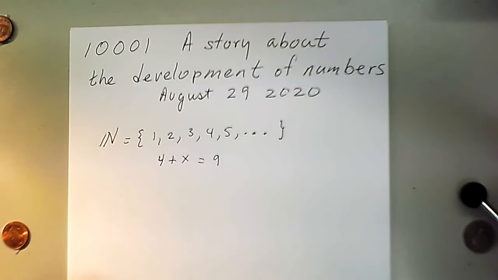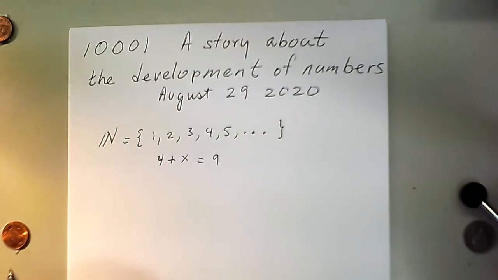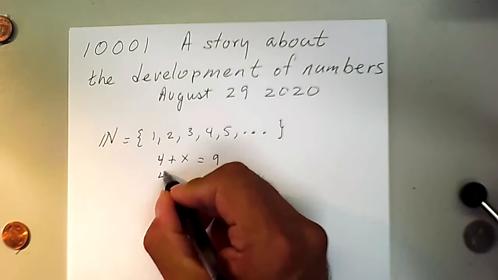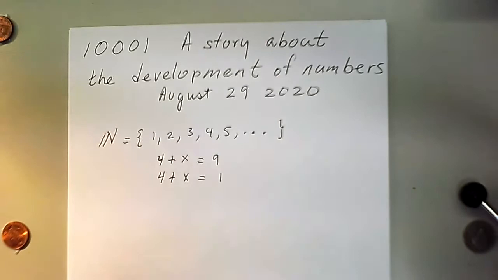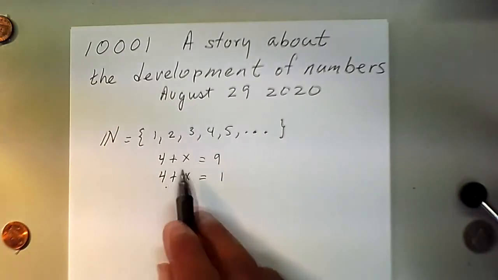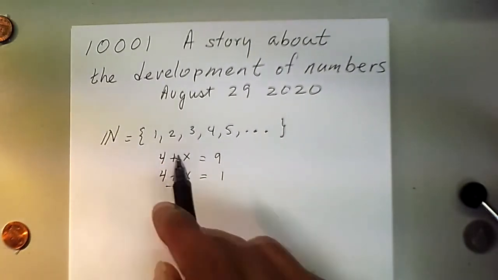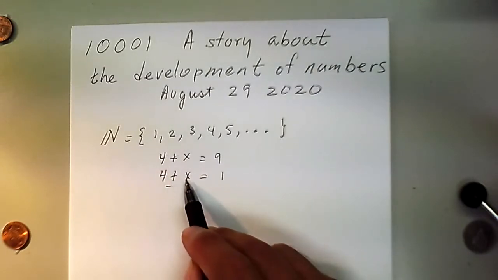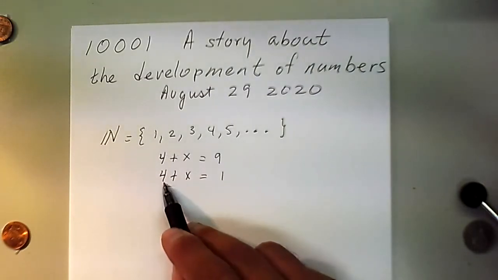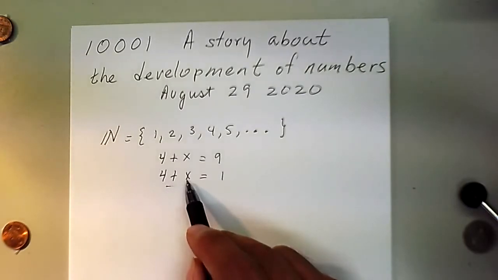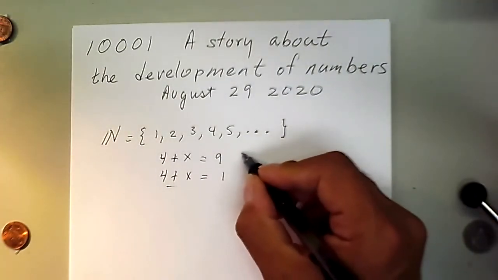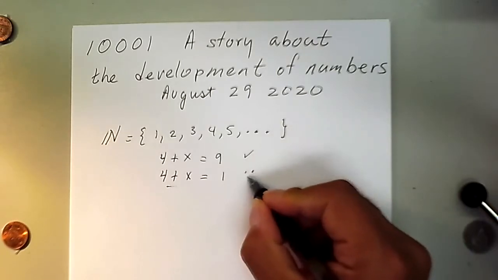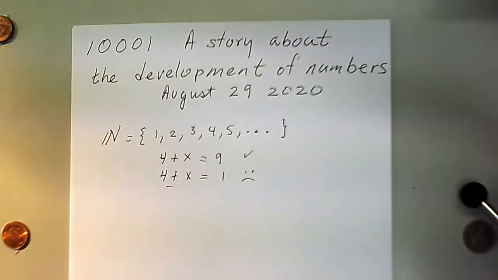The problem comes up if we have an equation such as this one, 4 plus x equals 1. We cannot solve this equation within this set. You know, you try, any number you plug in for x will cause the addition of 4 plus that number to be more than 4. And 1 is a lot less than 4. So we cannot solve this equation. So this one we are able to solve. This one we cannot solve within this set.